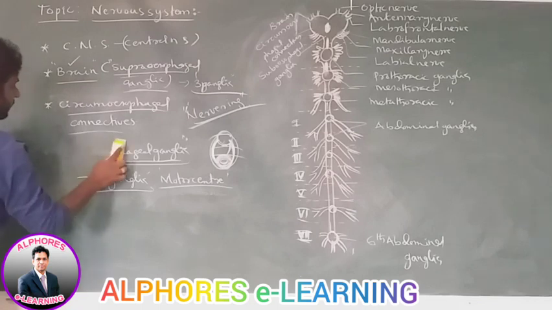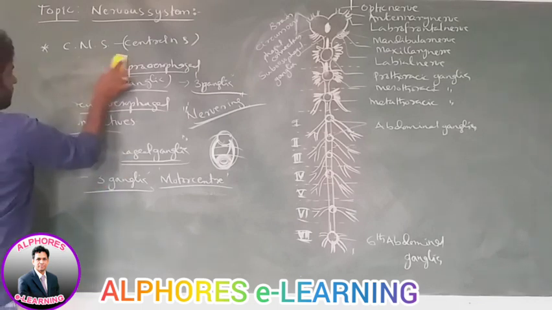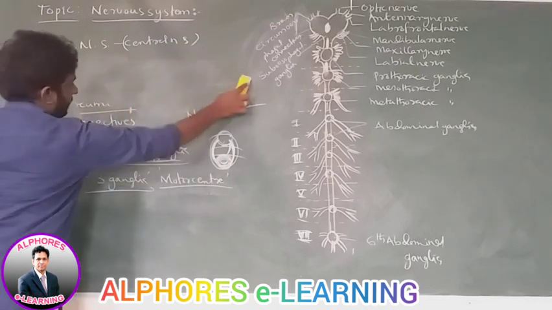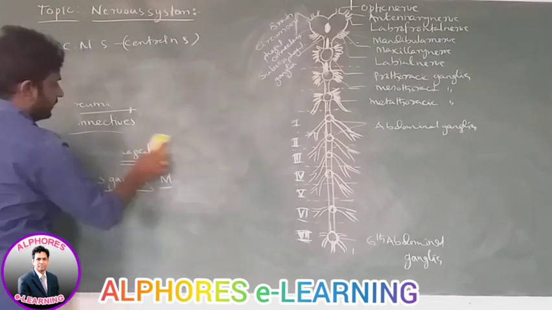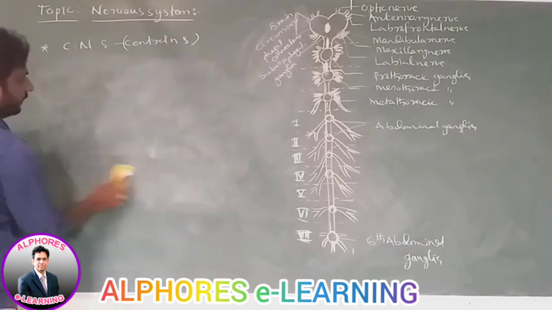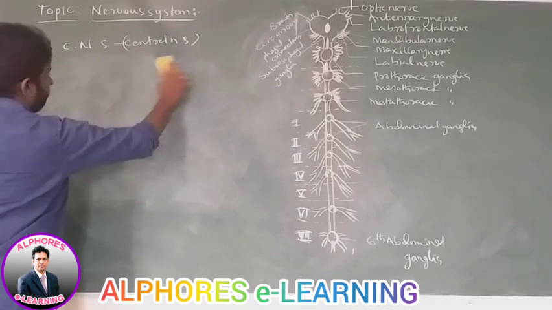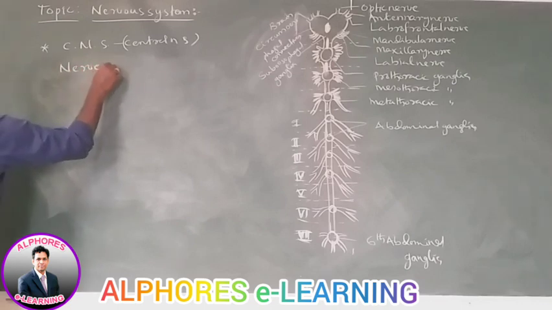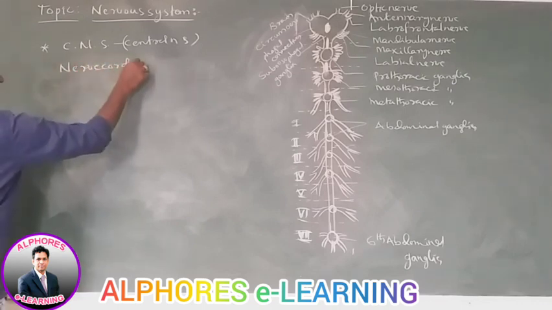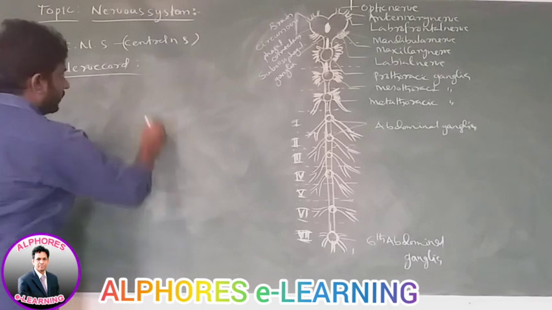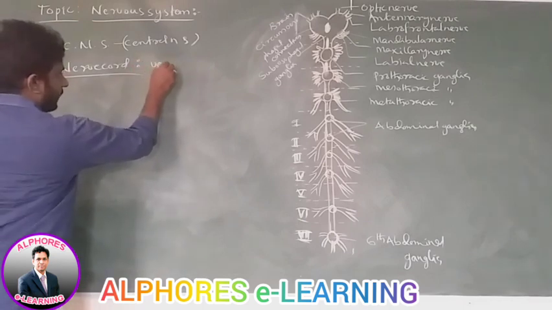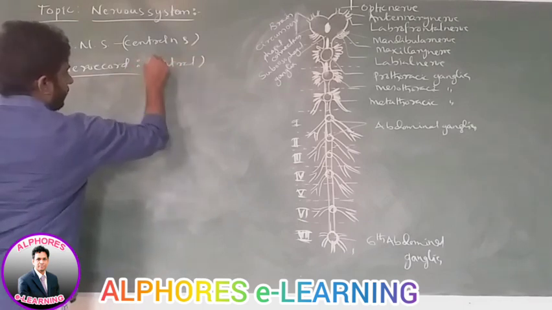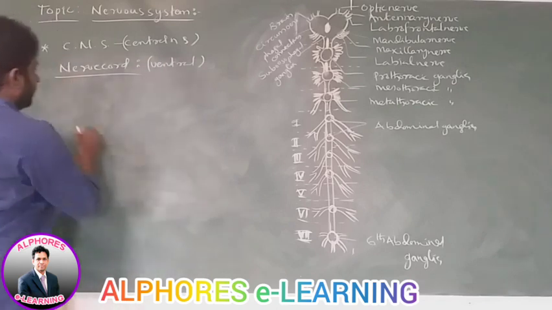Right, the next part present in the CNS is the nerve cord. So the next part is the nerve cord. It is located on the ventral side.